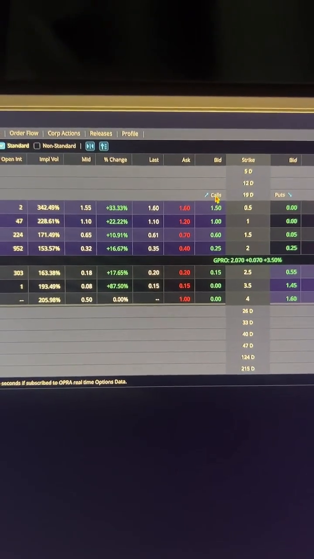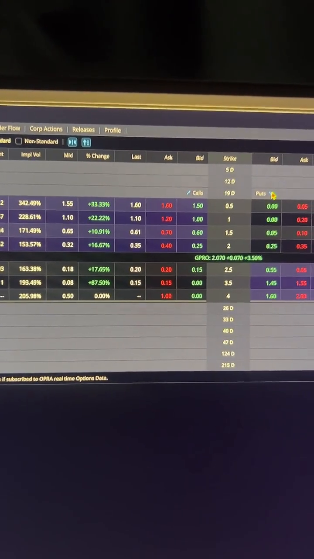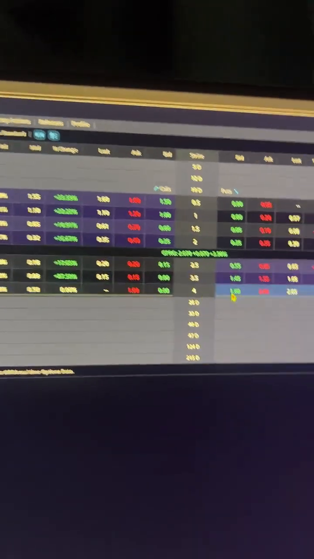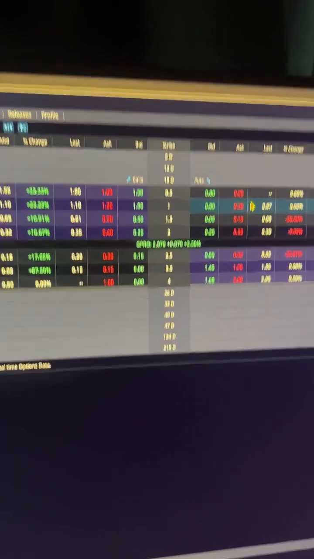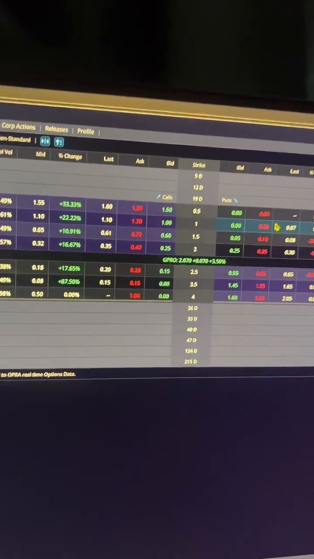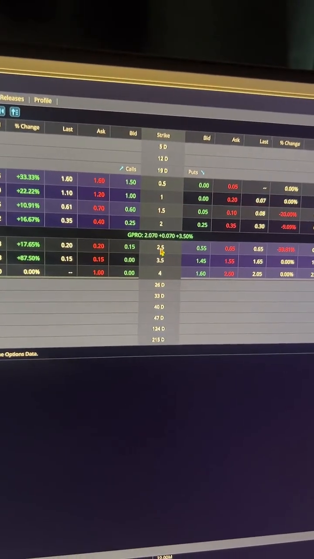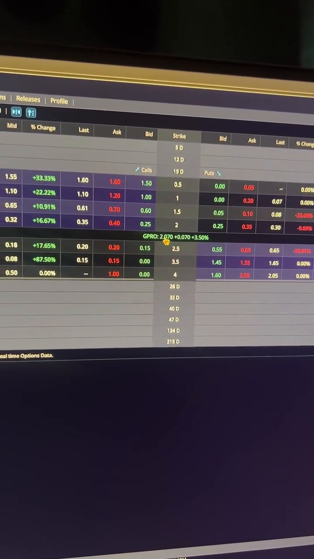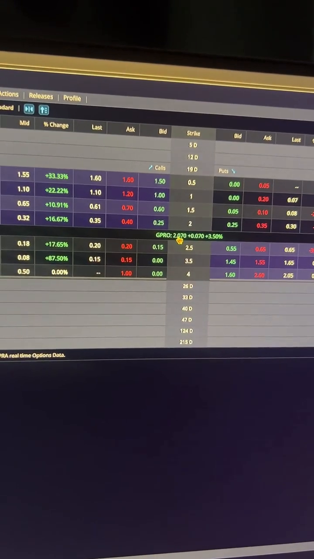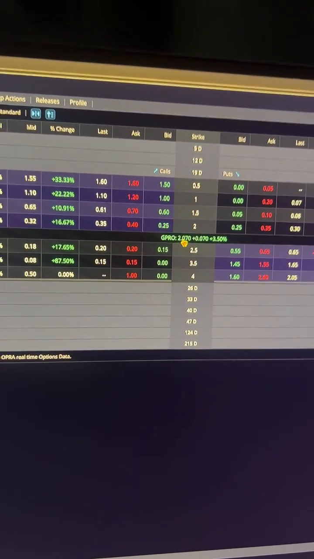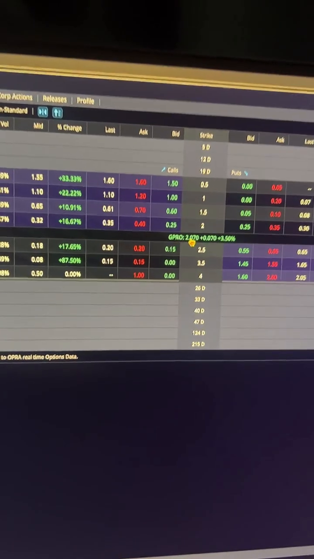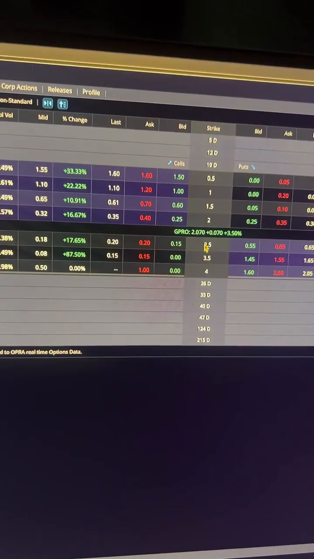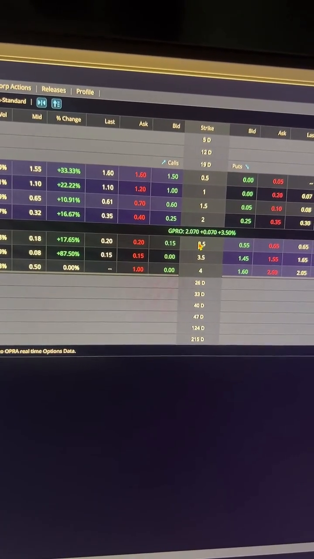Right here, you see where it says calls and you see where it says puts. If you think the price is going up, you would buy from this side. If you think the price is going down, you would buy from this side. Whenever you buy a call, anything above the share price is out of the money. So if you think the price is going to $3, that's above the share price. If you think the price is going to $4, that's above the share price. Those are out of the money calls. These are all out of the money.